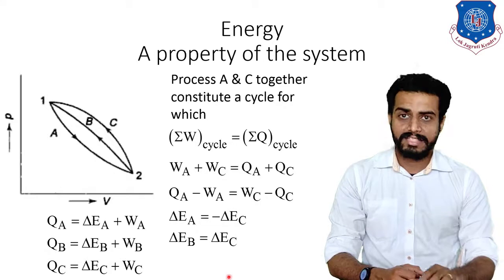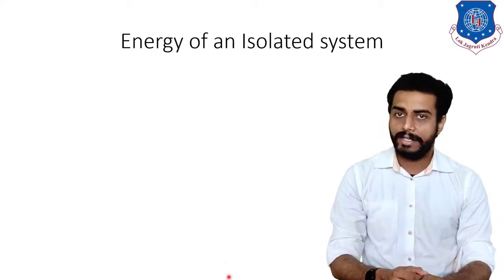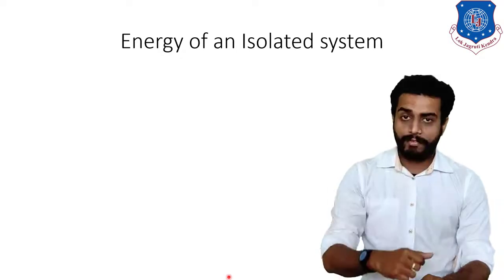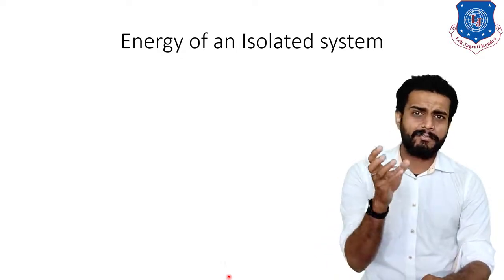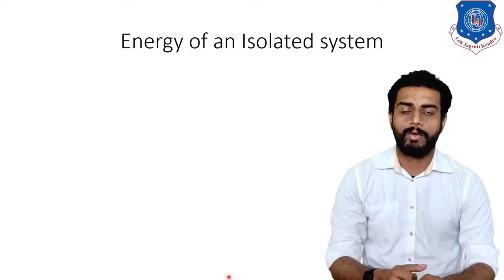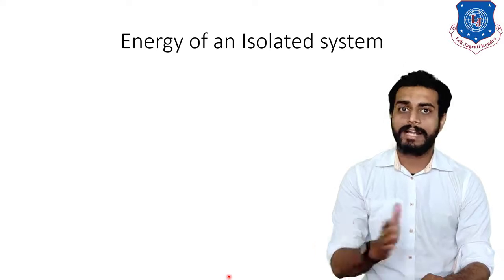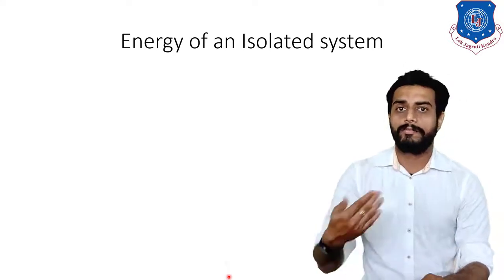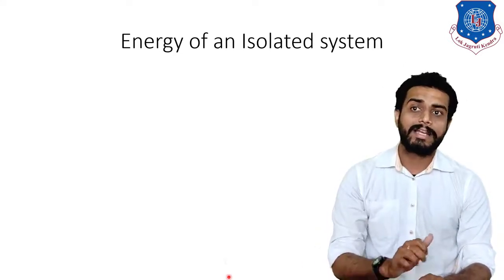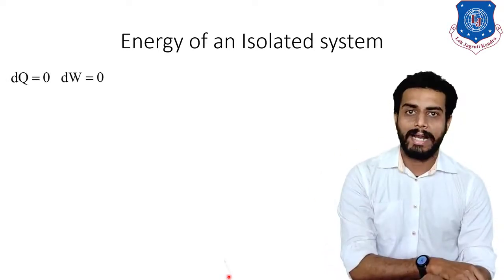Okay students, in the same way, let us consider the energy of an isolated system. It can be considered very simply. If you recall the introductory session, an isolated system is one where mass and energy cannot transfer from the system to the surroundings or from the surroundings to the system. So you can consider dQ and dW both to be zero.